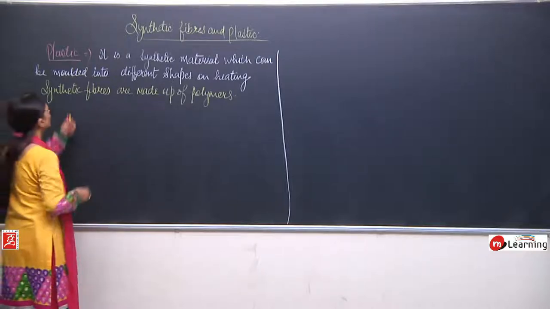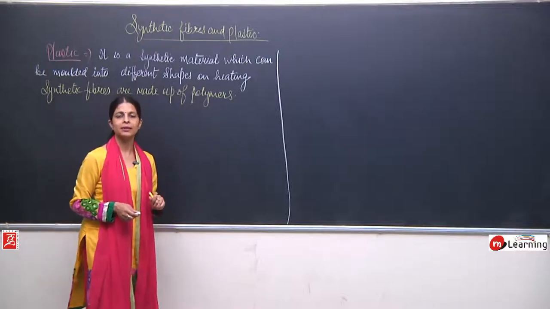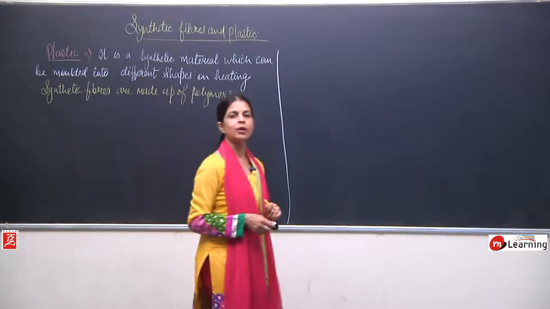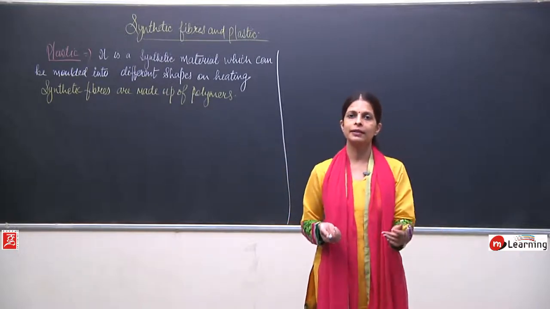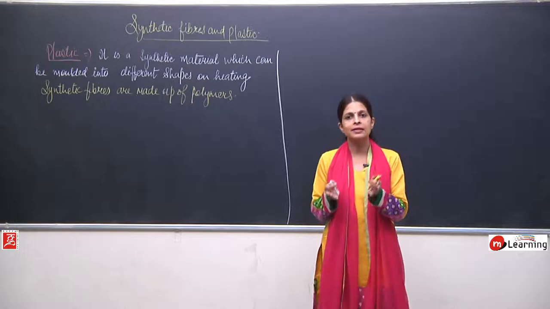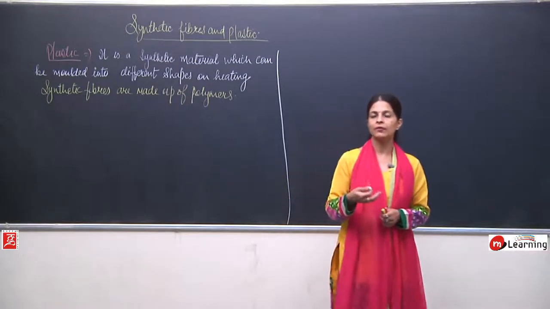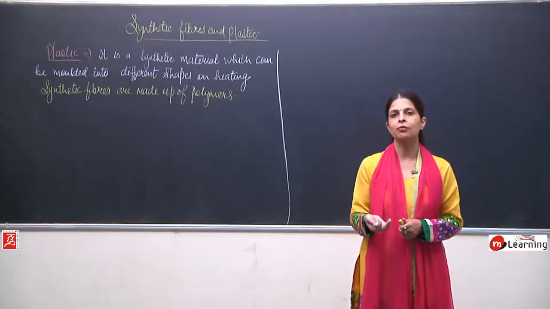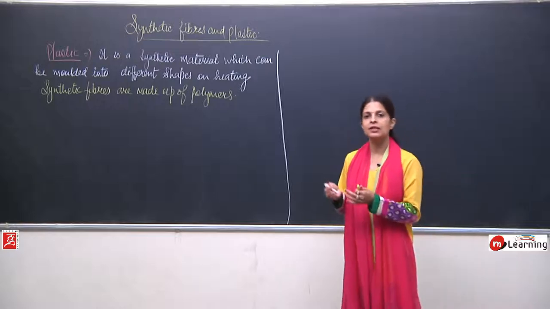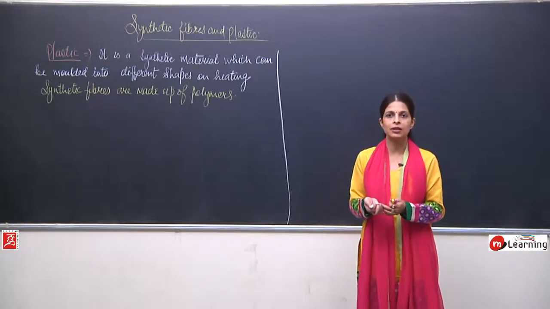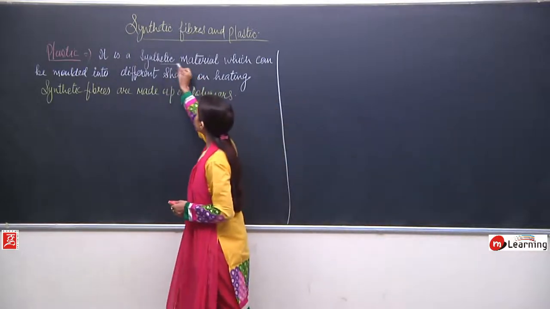So what is plastic? Plastic is a synthetic material. Why is it known as a synthetic material? Because it is a man-made material. It is known as synthetic because the raw materials used to make plastic are not from natural resources; these are totally man-made resources. That is the reason it is known as a synthetic material.